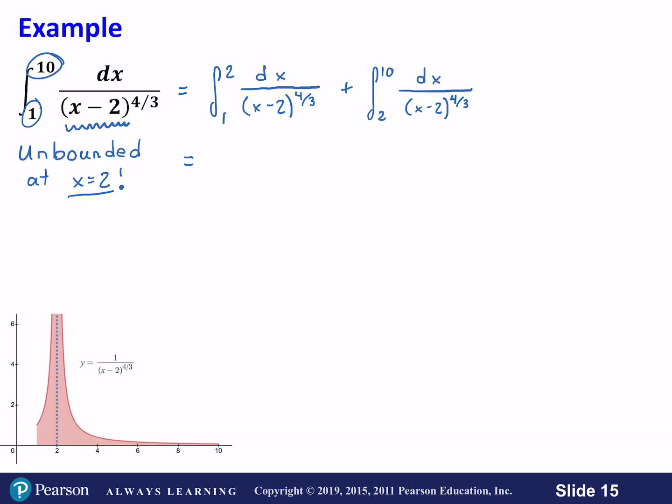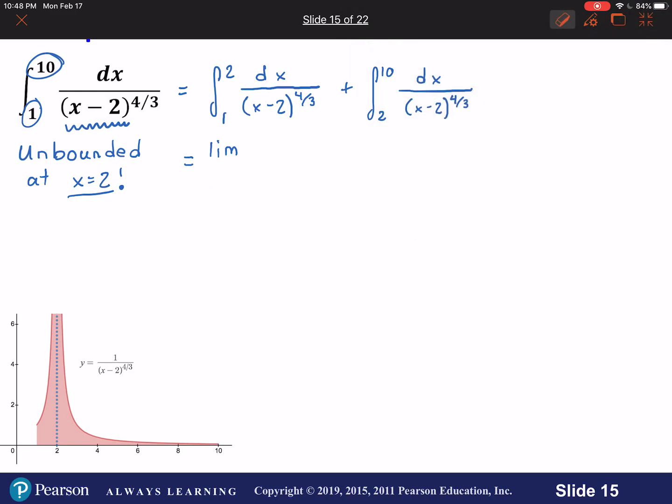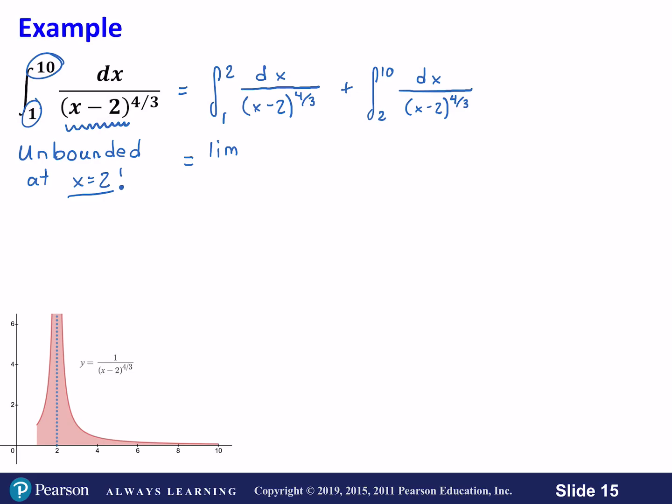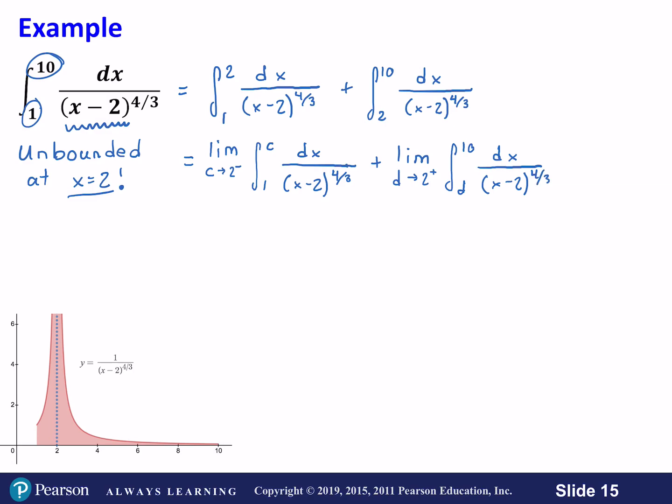All right, and we need to actually integrate these, but first we have to write it as a limit. Let me use the common notation that we've been using. So let me say c. So this is the limit as c approaches 2. Since the interval 1 to 2 is left of the number 2, this should be c approaches 2 from the left. The integral 1 to c of dx divided by x minus 2 to the 4/3 power plus the limit, let me use d over here, the limit as d approaches 2 from the right of the integral d to 10 of dx divided by x minus 2 to the 4/3 power.